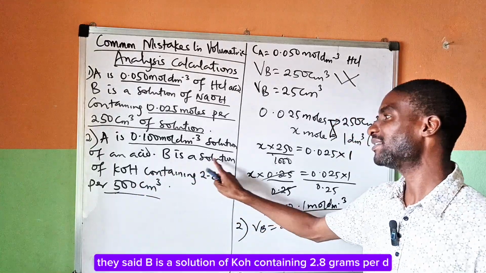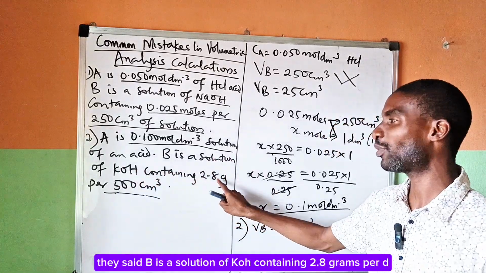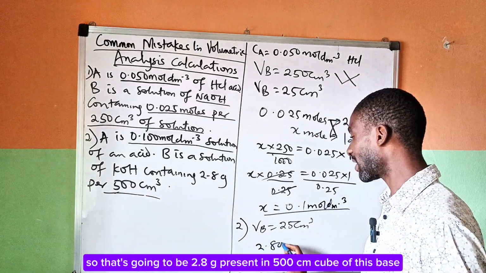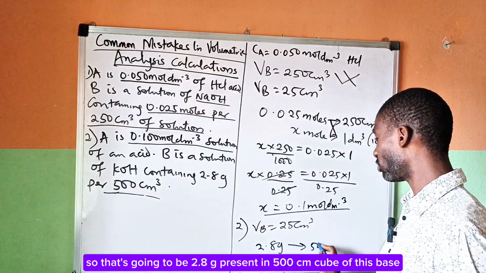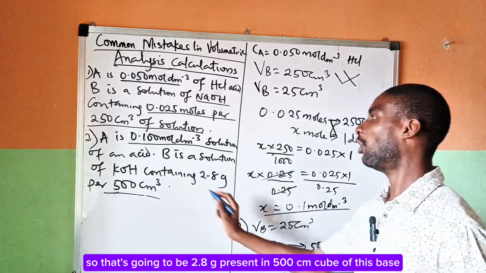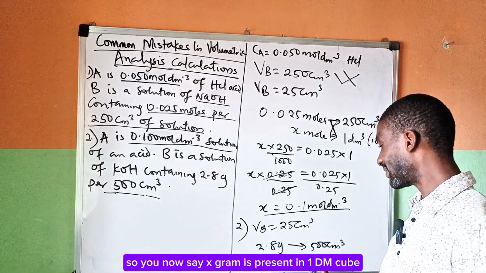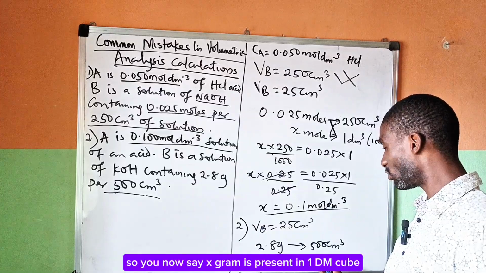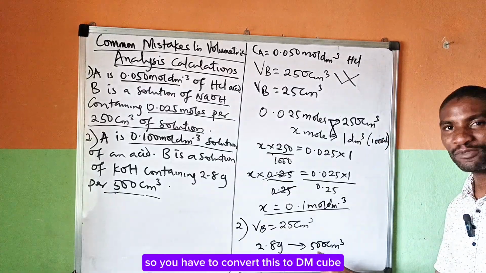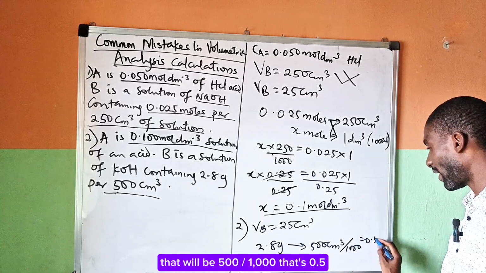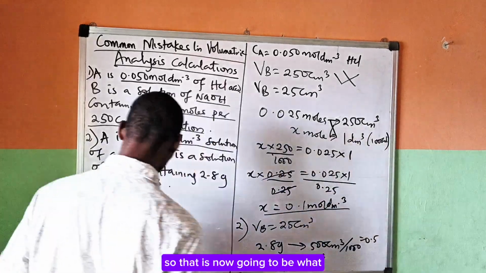They said B is a solution of KOH containing 2.8 grams per D. So that's going to be 2.8 gram present in 500 cm³ of this base. So you now say X gram is present in 1 dm³. So you have to convert this to dm³. That will be 500 divided by 1000. That's 0.5.